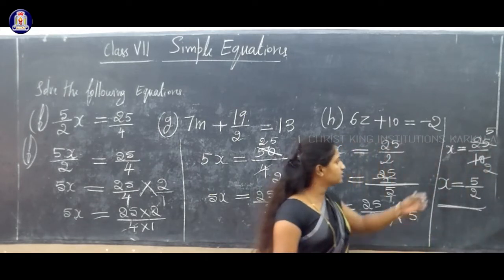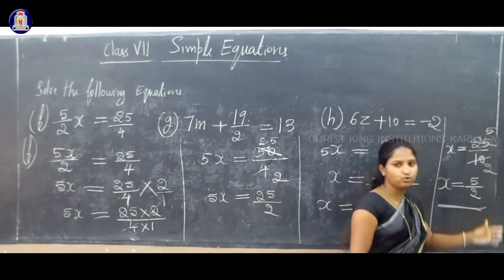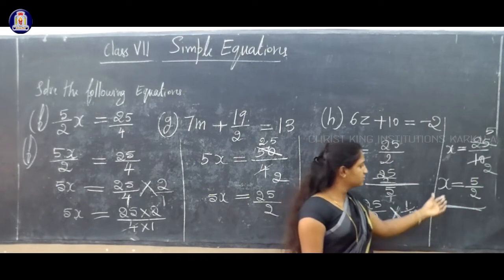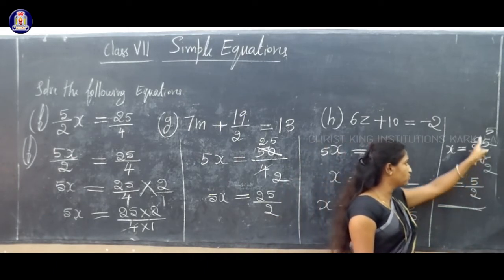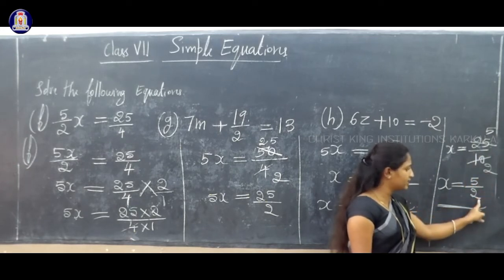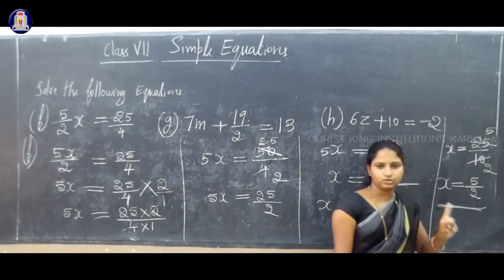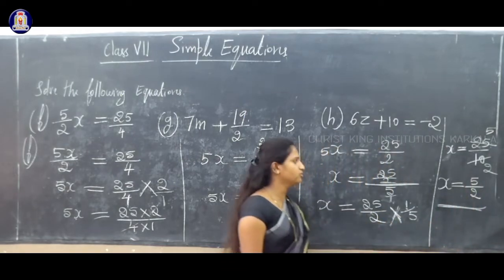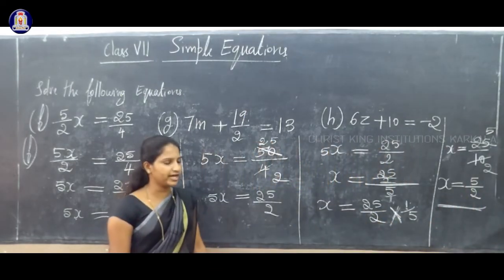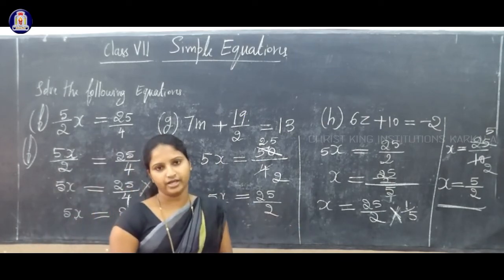So 5 how much are 25? 5 5s are 25, and 5 how much are 10? 5 2s are 10. Correct? So therefore x is equal to, in the numerator the remaining value is 5 and in the denominator the remaining is 2. So x is equal to 5 by 2. Can you simplify 5 by 2 again? No. So the answer remains a fraction, 5 by 2 is the solution to this equation.